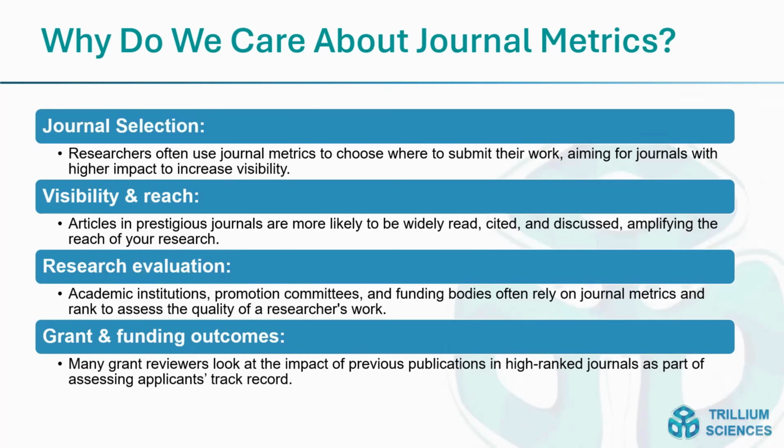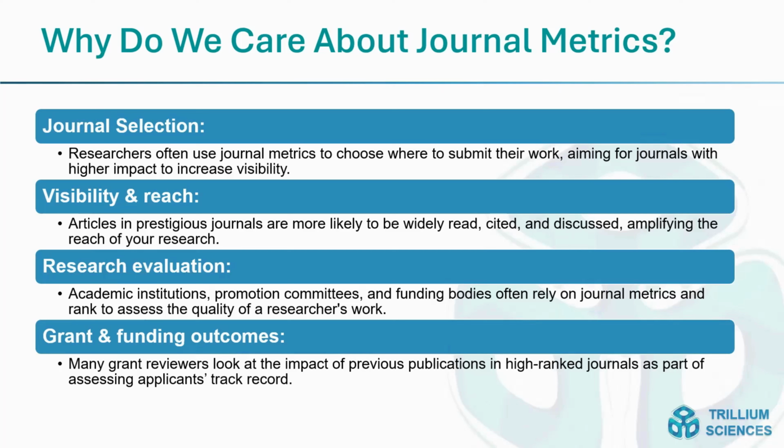So the second is visibility and reach. Articles in prestigious or high impact journals are more likely to be widely read, widely cited, and even discussed in the scientific community. And this amplifies the reach of your research. So you as a researcher, you should try as much as you can to target high impact journals with good metrics.